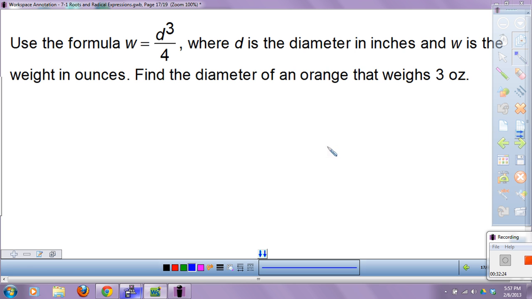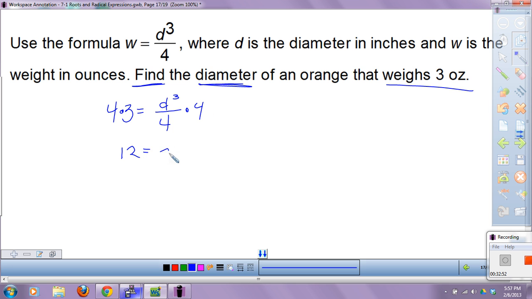All right, so we're using this formula where D is the diameter and W is the weight in ounces. We're trying to find the diameter if it weighs 3 ounces. The weight is 3, so substitute 3 for W: 3 equals D cubed divided by 4. So we're trying to solve for D. The opposite of dividing is multiplying both sides. 4 times 3 is 12 equals D cubed.